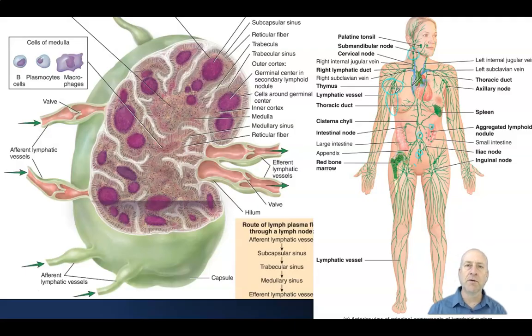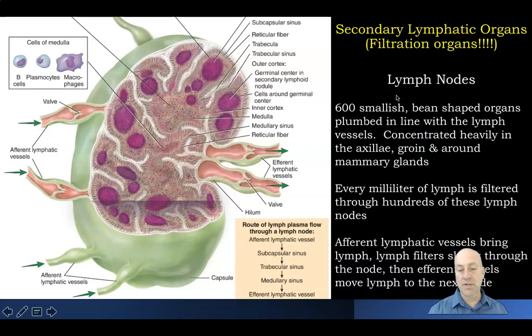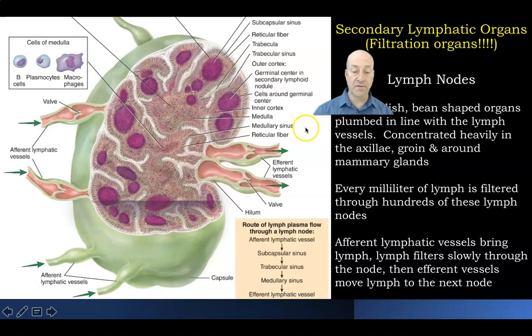And even though swollen lymph nodes are from way back when you were a child going through pediatrician visits, with your physician checking to see if these are swollen, there are 600 or so smallish bean-shaped organs plumbed right in line with the lymphatic vessels, which is nice, and concentrated heavily in the areas I just mentioned. It tells you that every single milliliter of lymph in your body is constantly filtered through these. And what does that filtration process look like in terms of flow?